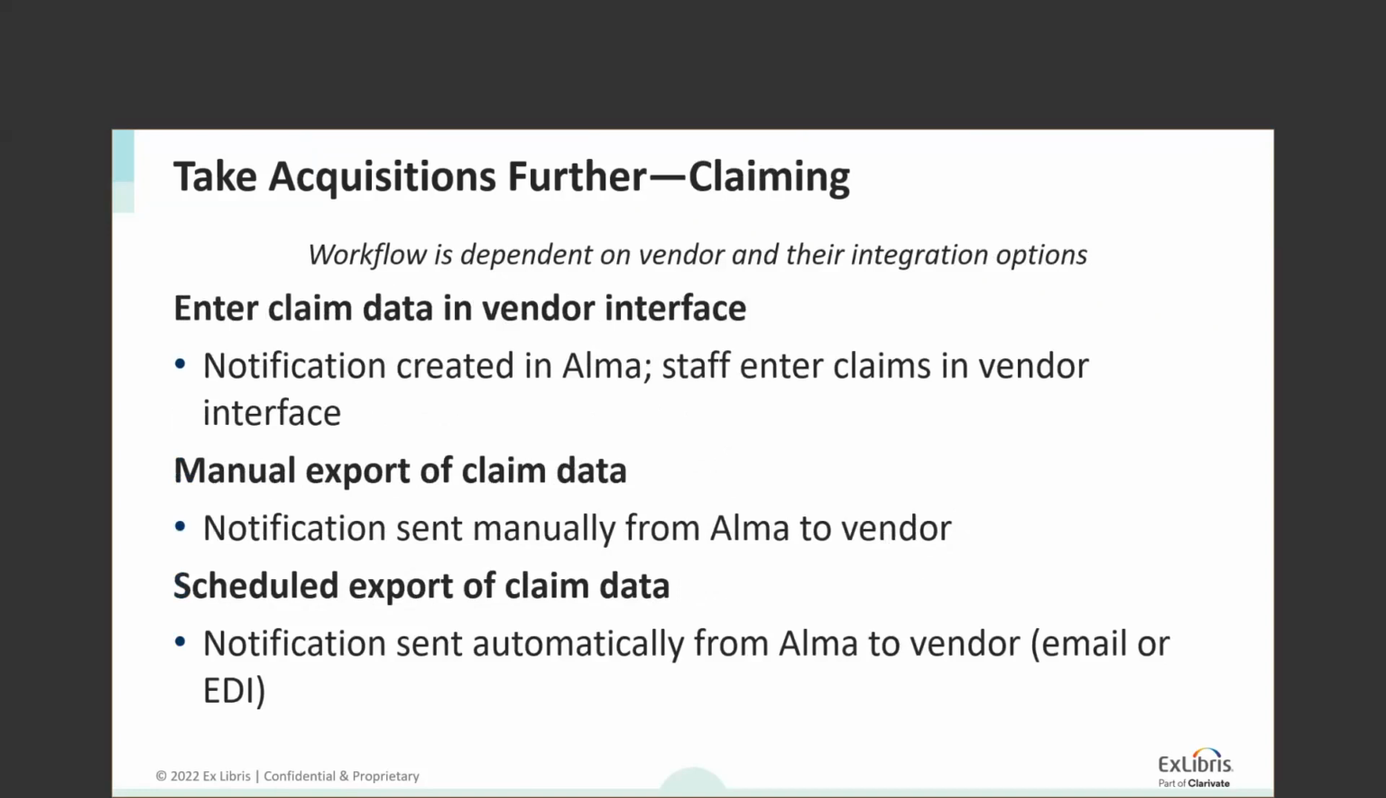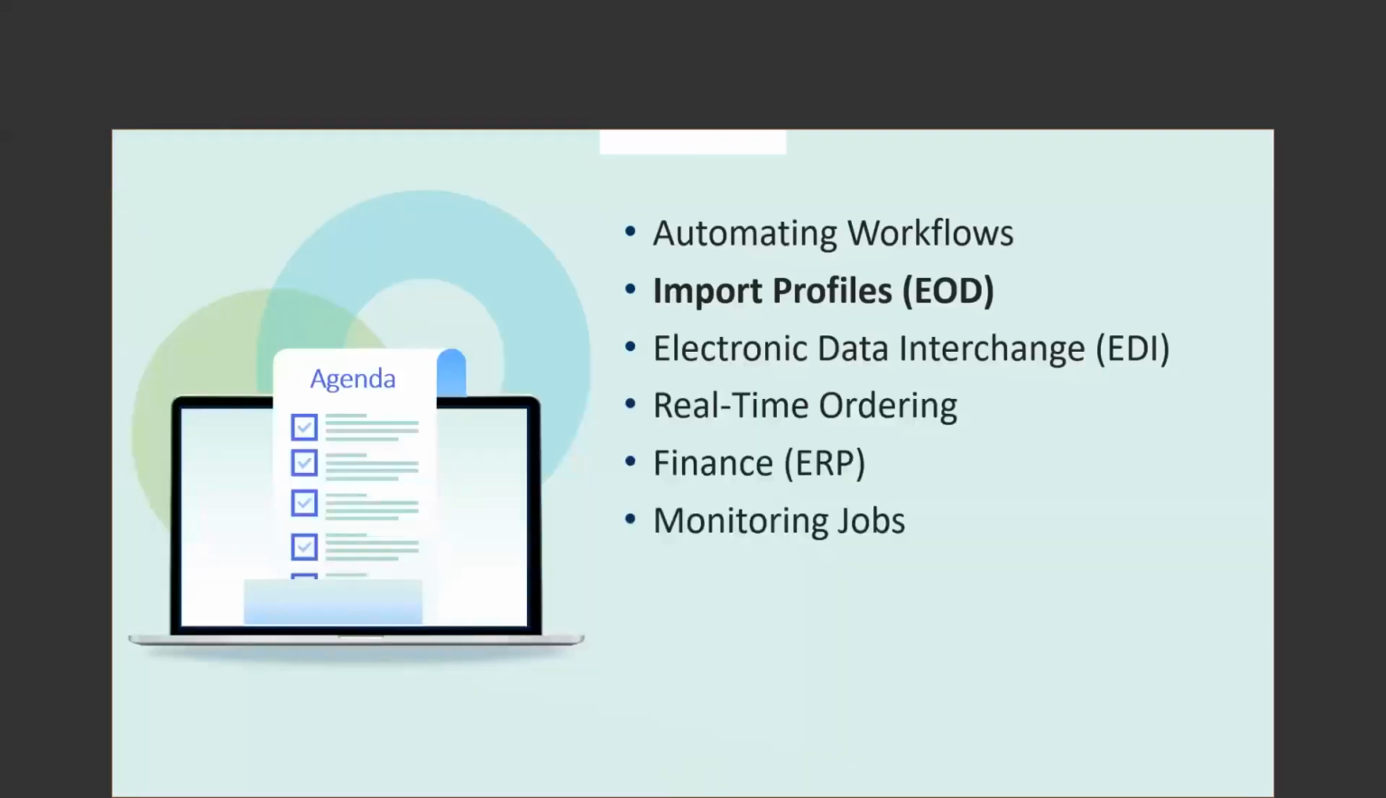As far as claiming goes, your very manual workflow would be to have Alma notify you that a claim needs to be made, and then you go over to that vendor interface and enter that data. You could do a manual export of claim data out of Alma, create that notification in Alma and send it to the vendor. Or you could do a scheduled export, again, via email or EDI, depending on that vendor.